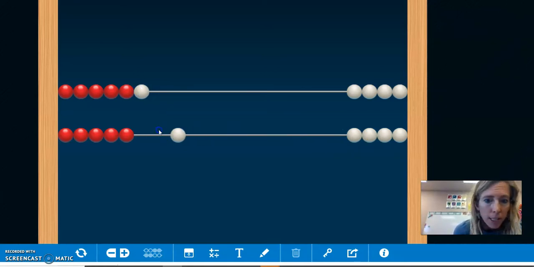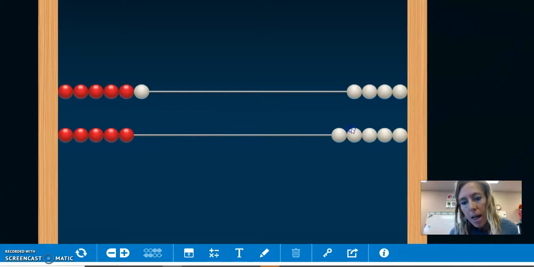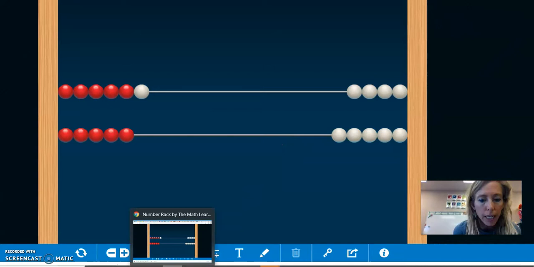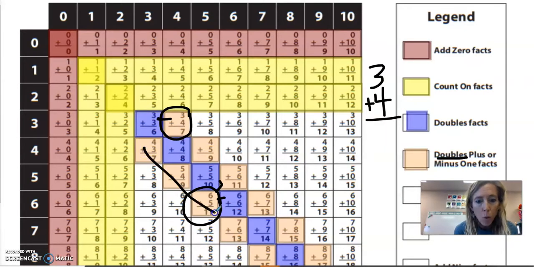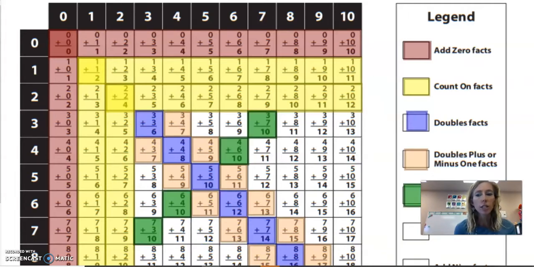Or I could bring over this and say, oh man, if I just had one more bead, I'd have 6 and 6. And I know 6 and 6 is 12. And if I take one away, then I'm at 11. So it's really, really good to know those doubles, because then you're going to know a lot more facts along with it. Okay? All right, let's look at another set of facts.